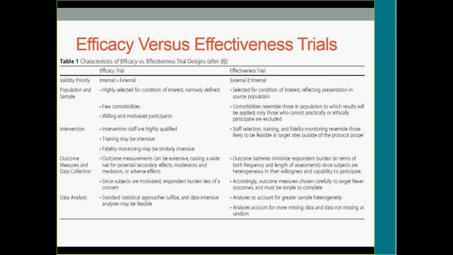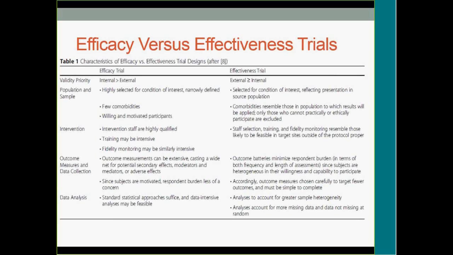The intervention staff are highly qualified. If you don't come in for your research appointment, they will call. They'll probably drive you there, right, to make sure you get the medication that you're supposed to get. The outcome measurements can be extensive, and the subjects are highly motivated to participate because they're volunteers for the most part. The effectiveness trials are slightly different.